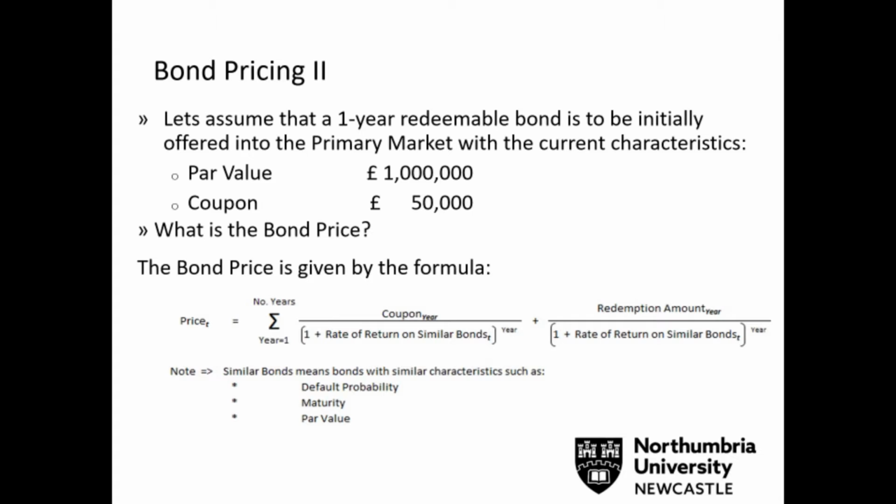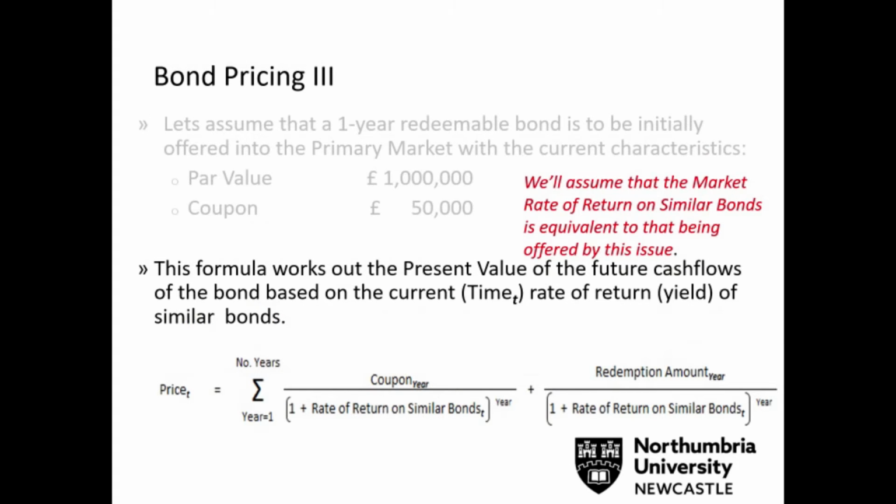Essentially, to work out the price of this bond, all we're saying is how much is this 1,050,000 payment in a year's time worth today. So it's a present value calculation. Let's assume that the market rate is the same as the coupon rate. Therefore, the discount rate is also 5%, which is the same as the coupon rate.